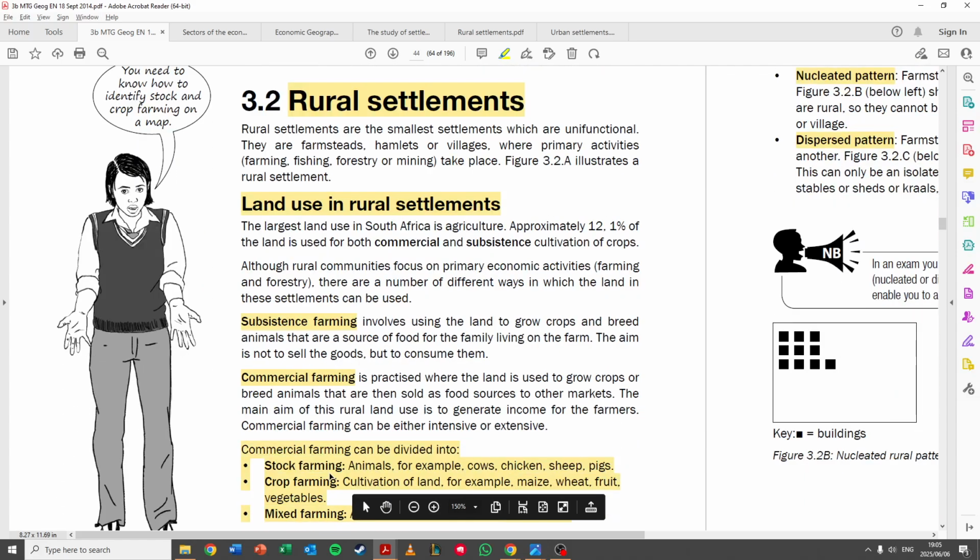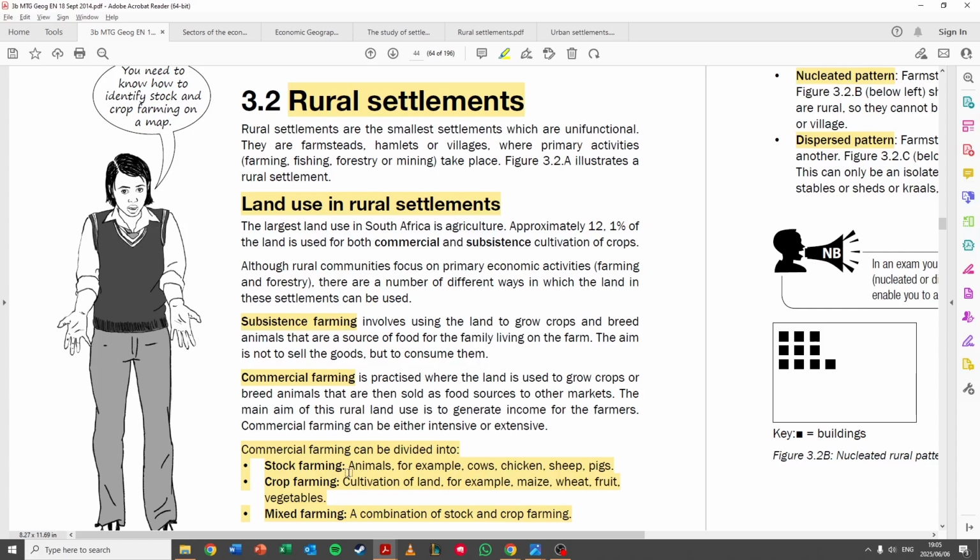Then rural settlements' land use zones are obviously going to be a little bit different. A lot of our rural settlements are agriculture. One of the biggest ways in which South Africa gets an income is through agriculture.